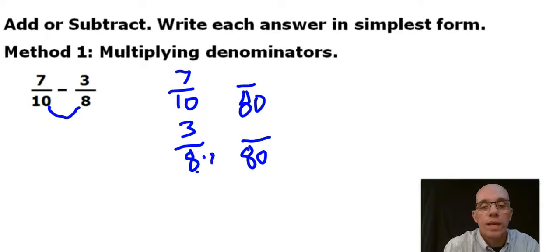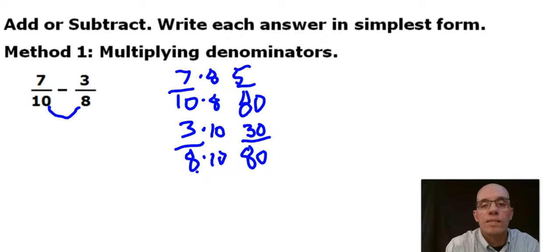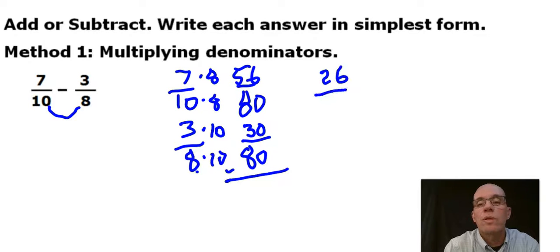So 8 times 10. So then 3 times 10, that gives me 30. And then 10 times 8 gives me 80, and 7 times 8 gives me 56. And remember, we're subtracting here, so here's my subtraction problem, 30 from 56. 56 minus 30 is 26.